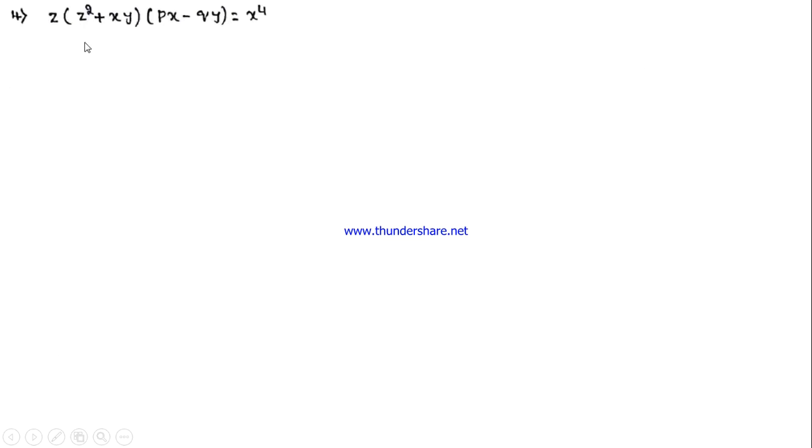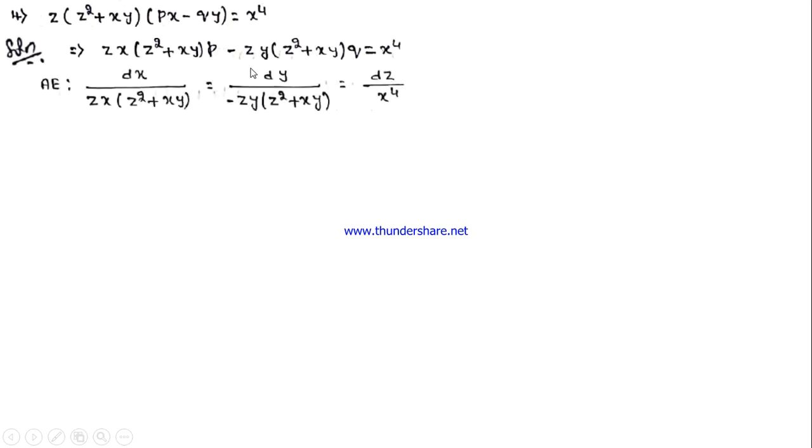Okay, have a look at this one. This is not in the standard form, and it is not in the form of Pp plus Qq equal to R. First multiply this left hand side expression and put it in that form, and that gives this equation. It is in standard form. Write your auxiliary equation. But I think you can note this negative sign. So see, the standard form is Pp plus Qq. If this expression P or Q carries the negative sign with it, that should be considered here also.